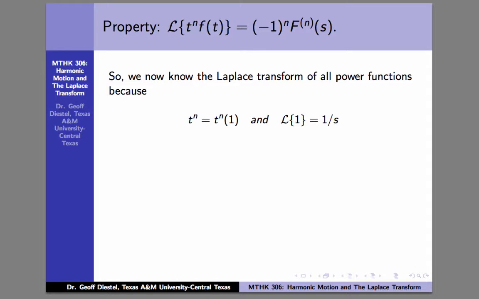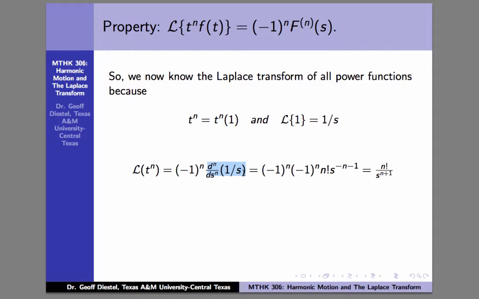So what does this formula tell us? Well, it allows us to compute the Laplace transform of all power functions. So remember, the Laplace transform of the constant function 1 is just 1 over s. So since t to the n is just t to the n times 1, we're thinking of lowercase f as our function 1. Our capital F function is 1 over s. So the Laplace transform of a power function, t to the n, is just, by the formula, negative 1 to the n times the nth derivative of 1 over s.